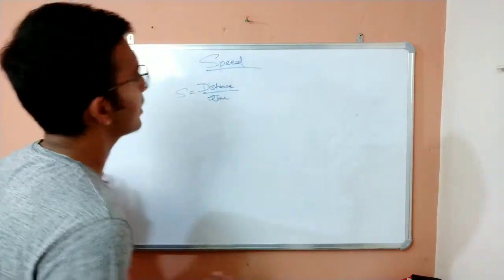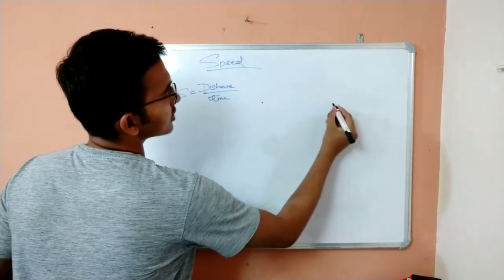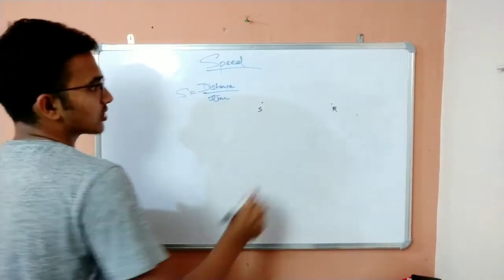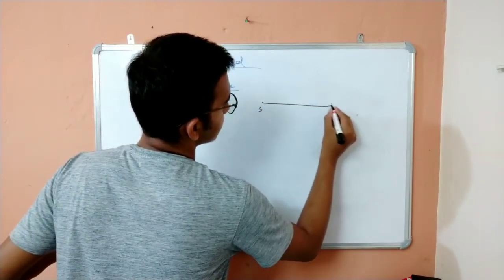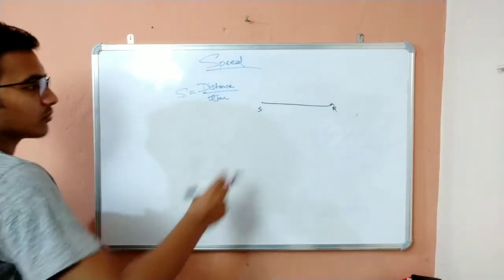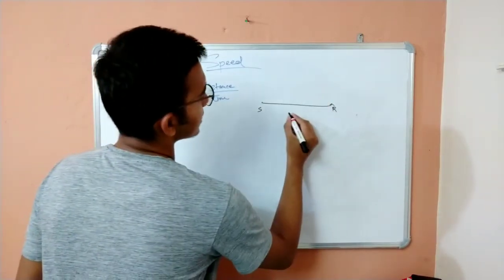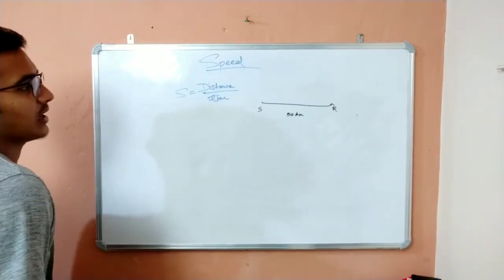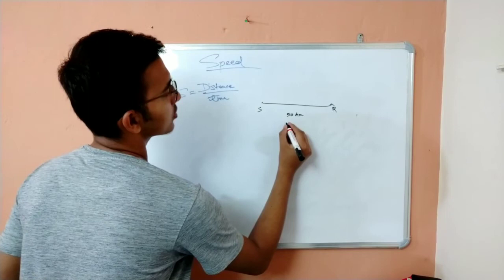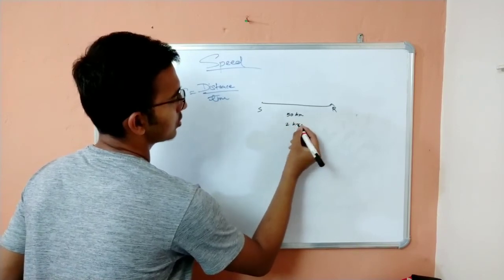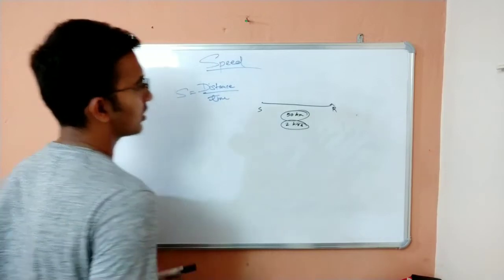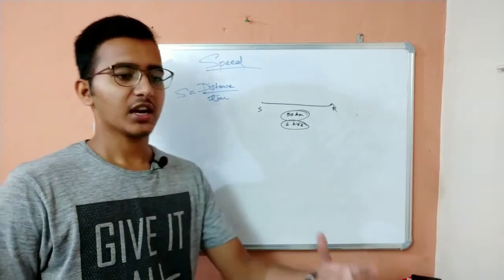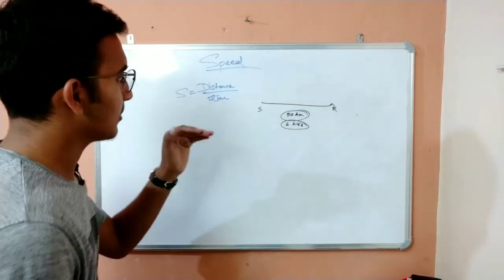So let me explain. Suppose you're traveling from this point to this point. This point is S and this point is R. You're traveling from this position to this position. Okay, so when you're traveling, suppose this is the distance you took, 50 kilometers, and the time that it took is, suppose, 2 hours. So 2 hours time taken and distance is 50 kilometers. So according to the definition, what is speed? The total distance covered over total time taken.